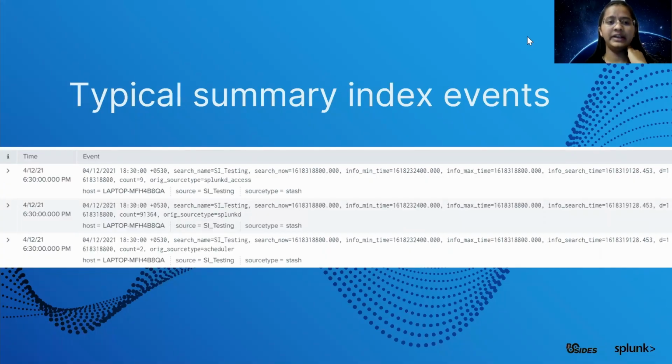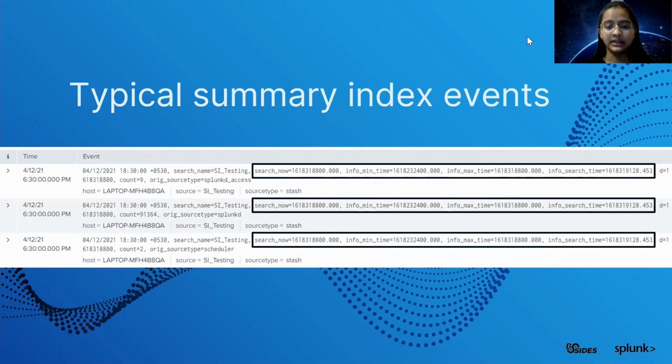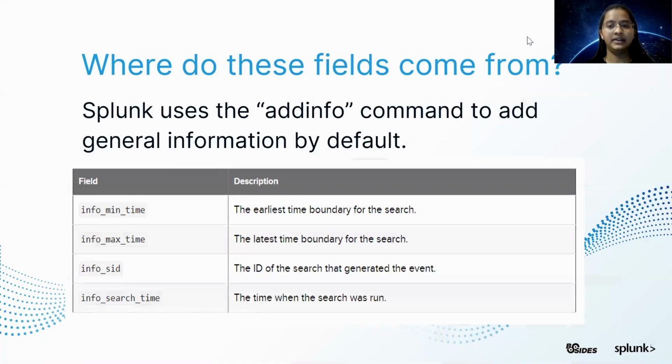So whenever we write index equals summary, typical summary events look something like this. Now, if you look closely, you can see that a few fields are added inline to every single event, and these fields are not a part of our data set. So where are these fields coming from? These fields are coming because whenever a scheduled search runs, the addinfo command gets executed as a part of your summary job and a few fields get added.